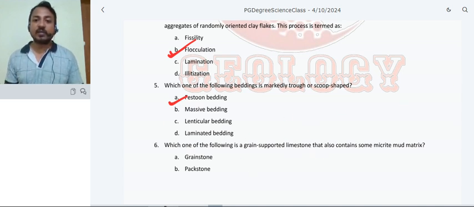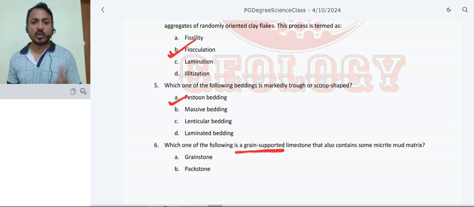Then which one of the following is a grain supported limestone that also contains some micrite mud matrix? We encountered the same question in a previous year. A grain supported limestone that also contains micrite matrix. Micrite is from finer grain. Grain supported means we have either grainstone or packstone. Packstone contains mud, grainstone doesn't contain mud. So the answer will again be packstone because it contains some mud.